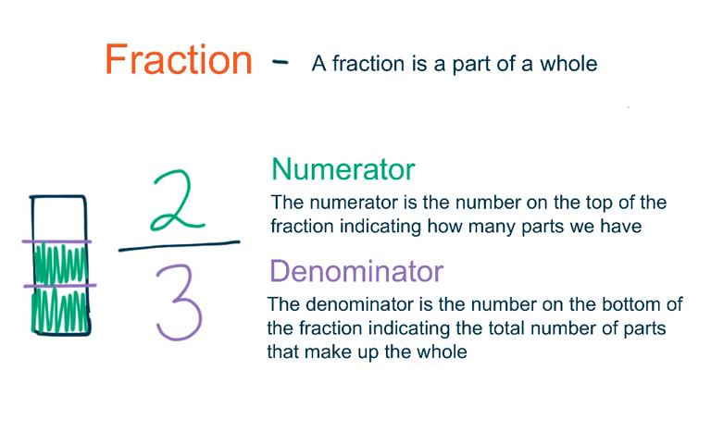The denominator, or the number on the bottom of the fraction, indicates the total number of parts that make up the whole. So if we look at this rectangle over here to the left, it's split into 3 pieces. The 3 indicates our denominator. That's the total number of pieces our rectangle is split into. And then the 2, our numerator, indicates the number that are filled in, or the parts that we have.